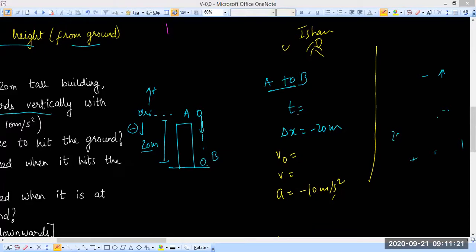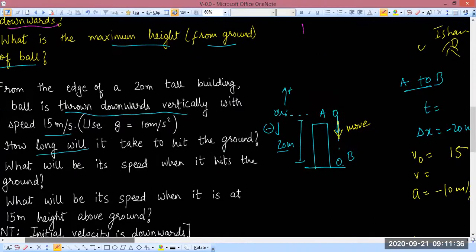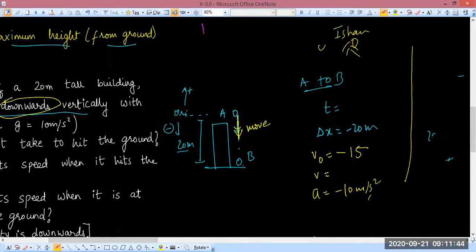Everyone, look at this carefully. The ball is thrown down, so it will move downwards. If it moves downwards, then the speed is 15. Speed is 15, but it is thrown down. So initially, at start, of course it would move down. That's why its velocity will be minus 15 meter per second.